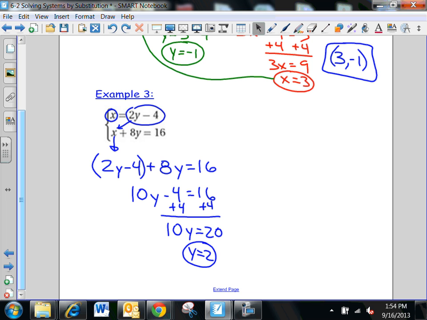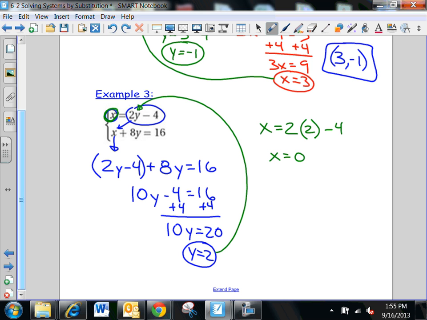And then I can plug this y back into one of the equations at the top. You can plug it back into either equation and solve it for x. It's normally easier to plug it into the equation that is already solved for x. So I will get x is equal to 2 times 2 minus 4. So x is equal to 0. So my solution here will be the ordered pair 0, 2.